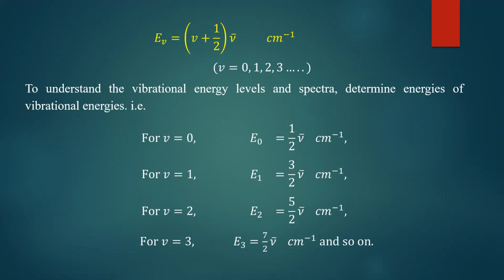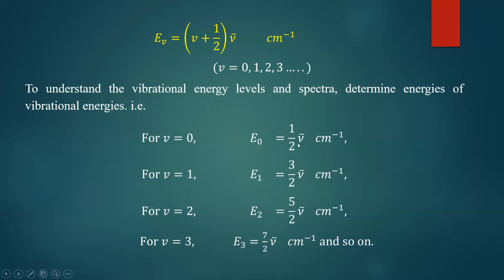So if you look at the energy values from one state to another state, they have equal separation. The first energy level is non-zero and equal to half nu bar. The second energy level is 3 by 2 nu bar. Next is 5 by 2 nu bar. The next energy level is 7 by 2 nu bar. The separation between them is equal to nu bar.